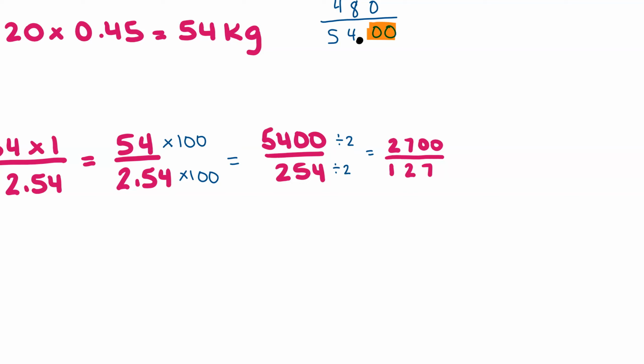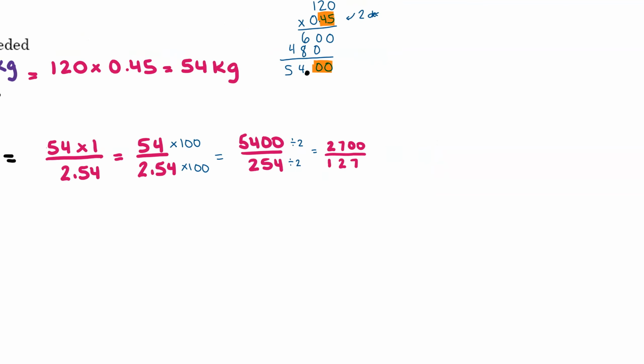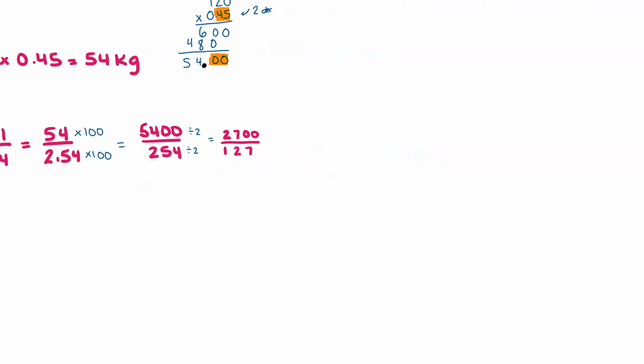Now 2,700 is even, 127 is not. 2,700 is divisible by 3, 127 is not. And 2,700 is divisible by 5, right, because it ends in 0, but 127 is not. So here we're stuck doing the long division. So let's go over here, we'll do some long division.